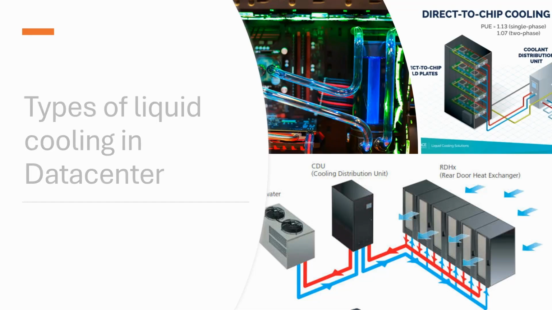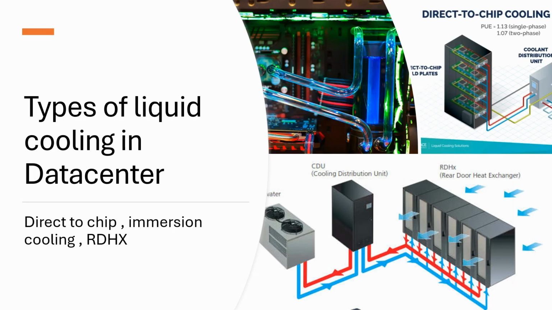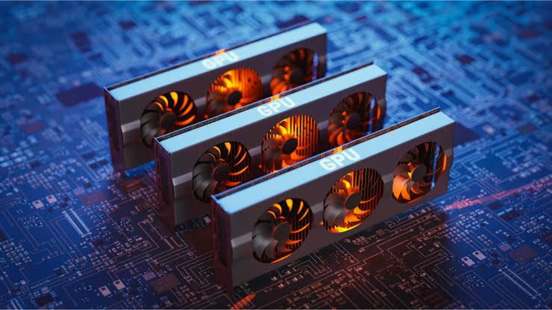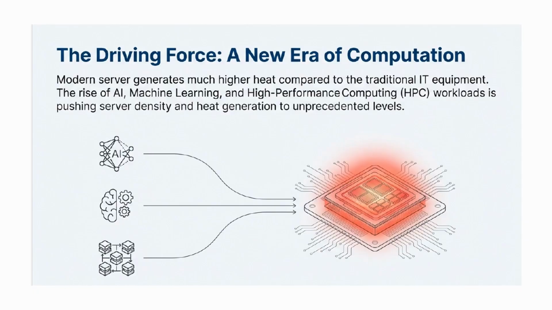Okay, let's unpack this. We are diving into a topic that really defines the speed of the modern world: high-performance computing. Whether you're talking about training these massive AI models or running complex simulations, the demand is always the same. Maximum density and maximum speed. Exactly. And that's creating a serious heat problem.